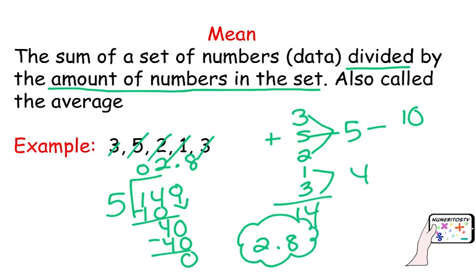Remember that your mean must be a number somewhere in the middle of your data. So it makes sense that if my smallest number is 1 and my largest number is 5, 2.8 will be an average of these numbers.